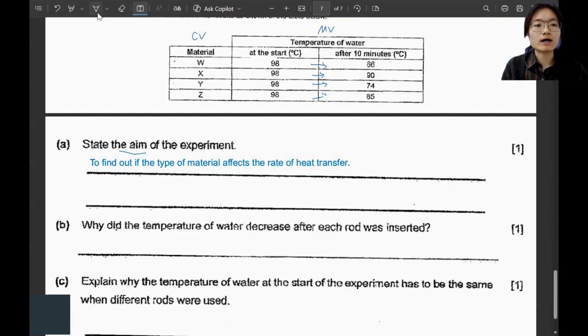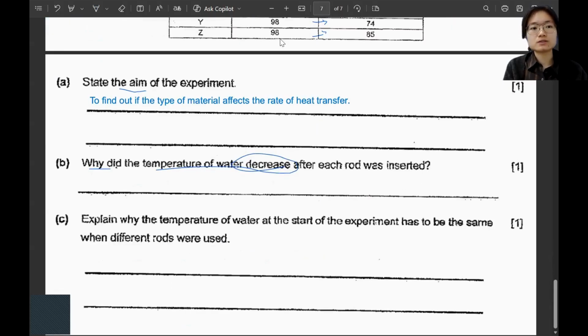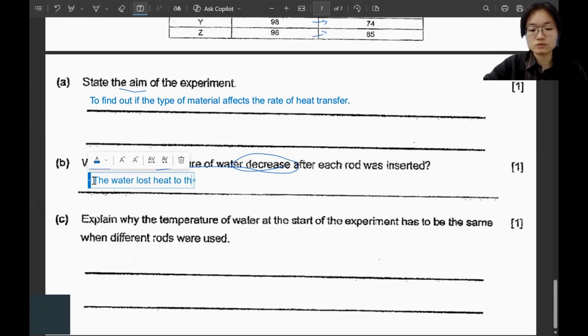Now, part B. Why did the temperature of water decrease after each rod was inserted? So what happened after we insert the rod? The heat will travel to the rod, right? The rod will gain heat from the water, and up here, the rod will then lose heat. So the water here is losing heat to the rod. Let's write that down. Our answer will be the water lost heat to the rod.